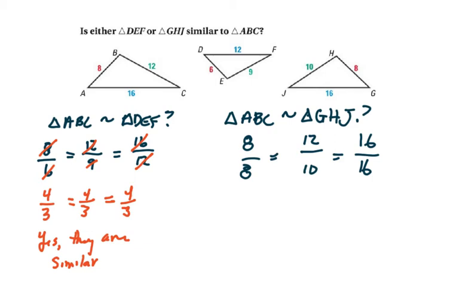Here's what happens. 8 over 8 reduces to 1. 16 over 16 reduces to 1. But this reduces to 6 over 5. All three of them have to be the same. They are not. So it is not similar. And this is by SSS.